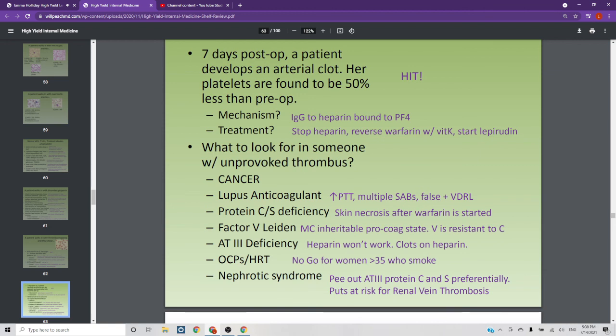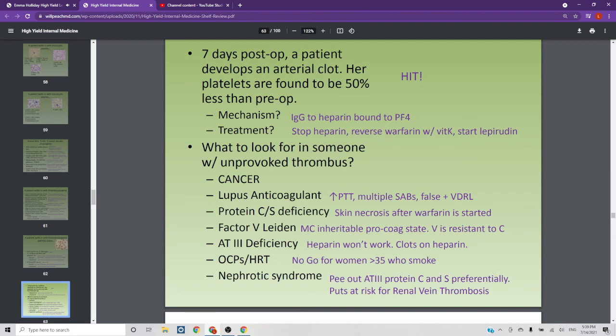And in somebody who has a thrombus that's unprovoked, you always want to think about cancer, especially if they're old. Lupus anticoagulant, you would see high PTT. They might have a history of multiple spontaneous abortions and a false positive syphilis test. For protein C and S deficiency, that's where you see that really nasty skin necrosis after warfarin. And we had a picture of this on my medicine shelf. They gave you like a really nasty, awful bruised looking thing, and it was after you'd given them warfarin, and they asked what the mechanism was. So it's protein C and S deficiency.